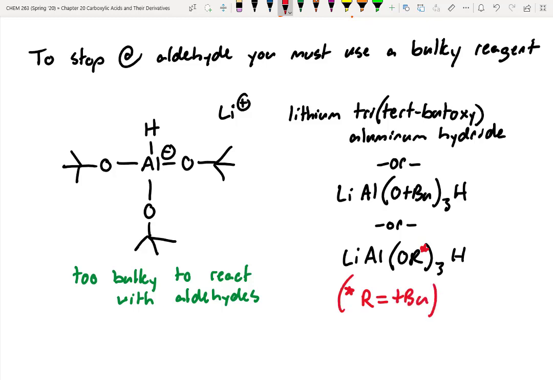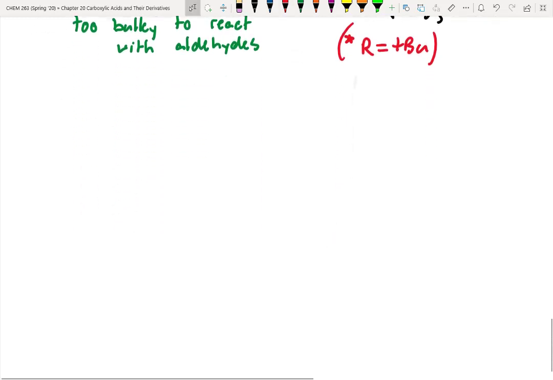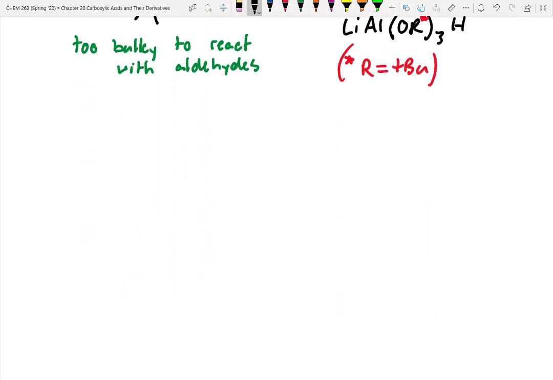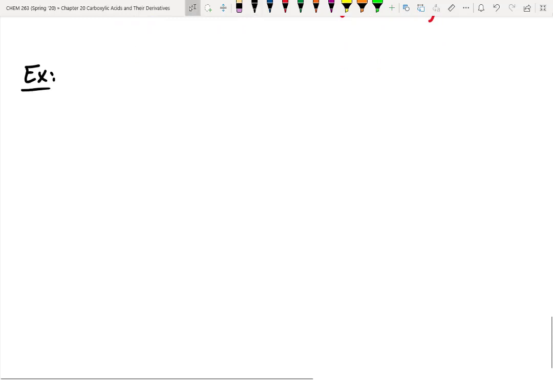All right, so like I said, this is too bulky to react with the aldehyde, so instead it will stop at the aldehyde and not overshoot all the way to the primary alcohol. All right, so let's take a look at some examples. And we'll practice this using an example problem.